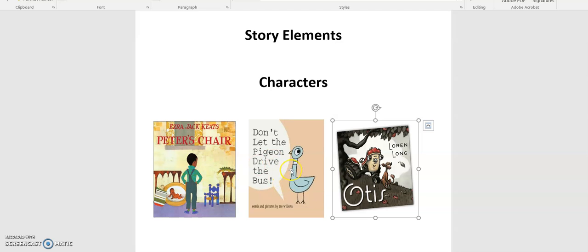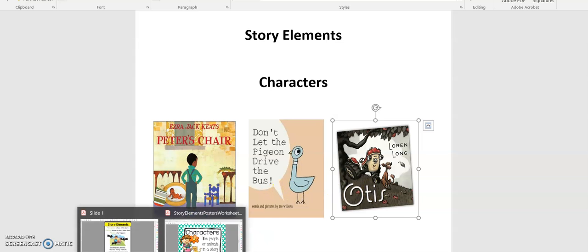Then we've got the pigeon. That's an animal, so don't let the pigeon drive the bus, or don't let the pigeon stay up late. He's a character in the story. And last we have Otis, who's a thing. He's a tractor, but he's also a character in a story. So again, characters can be people, they can be animals, or they can be things.